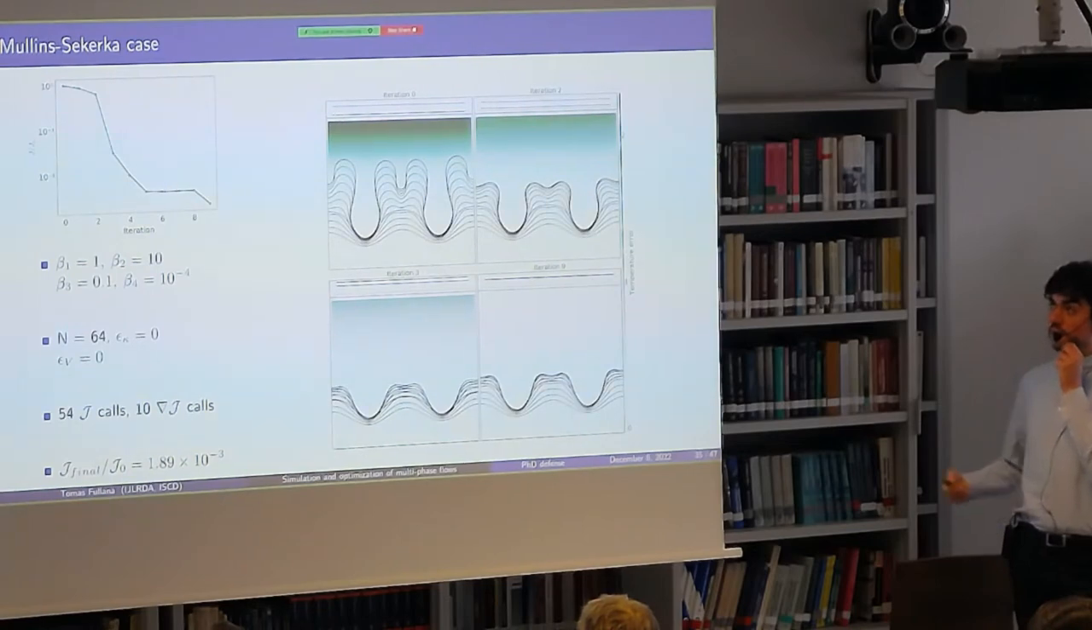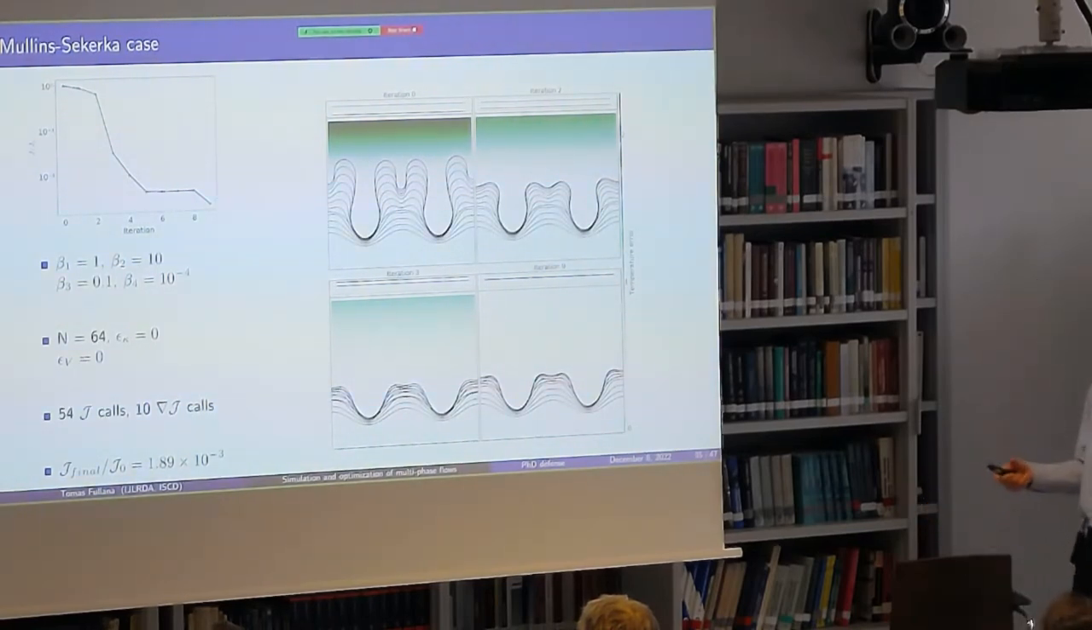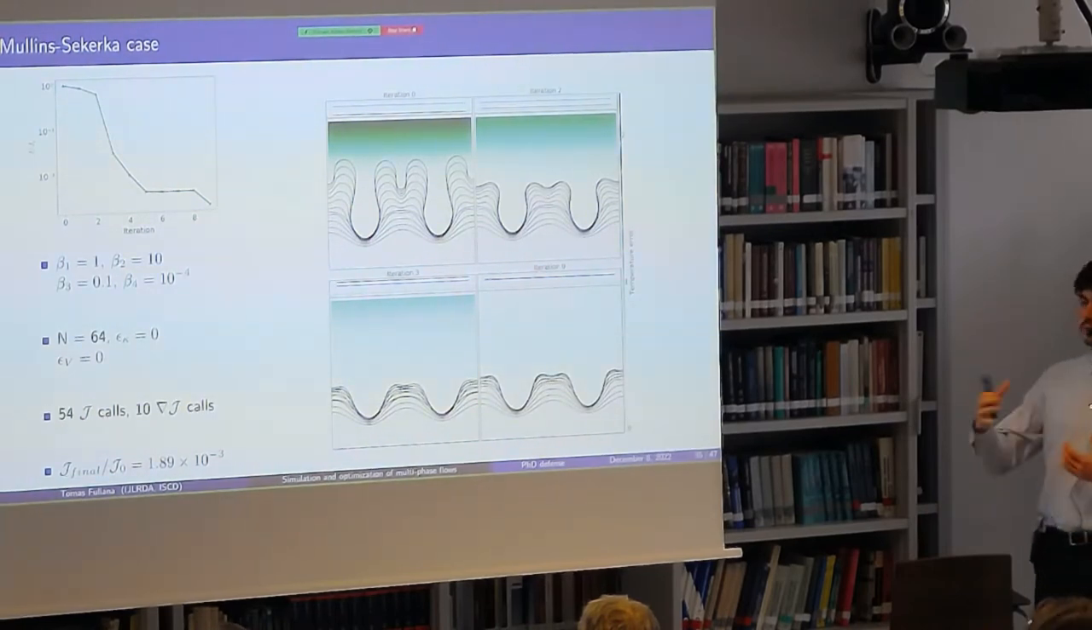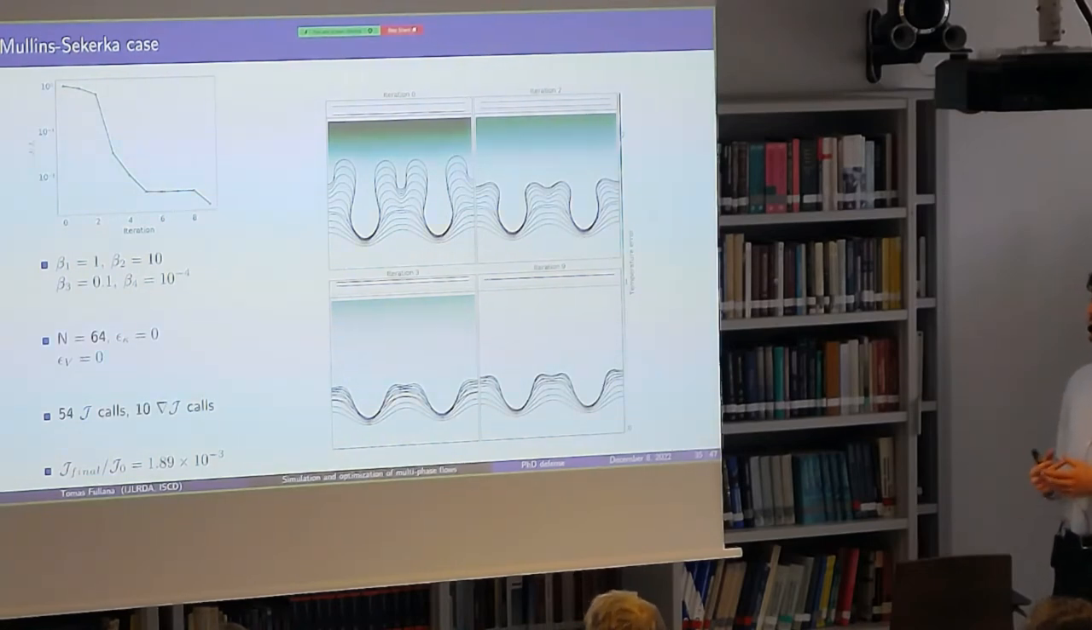Now, if you look at the other case, which is the Mullins-Sekerka one, here what happens is that we initialize a perturbed interface, and this will lead to a dendritic growth, like the crystal growth that we saw. And what we want to do is heat the boundary such that we are killing this instability.